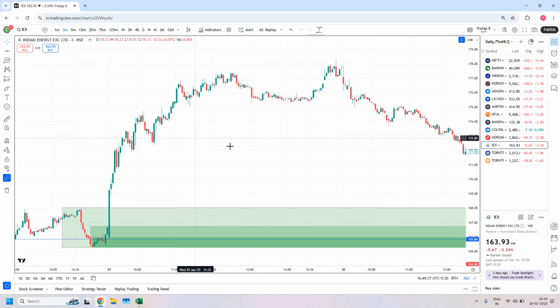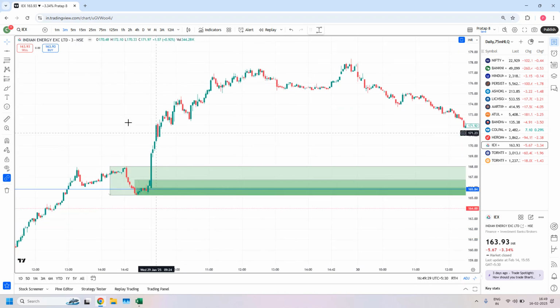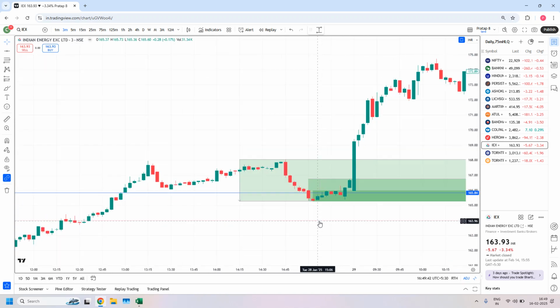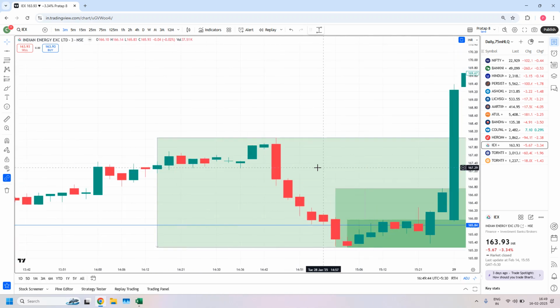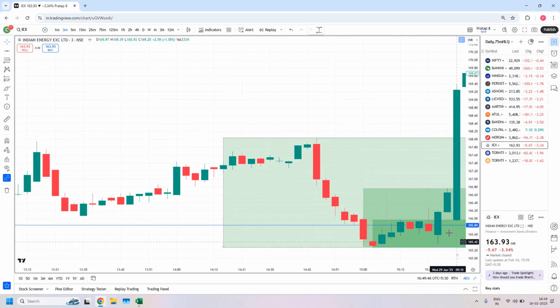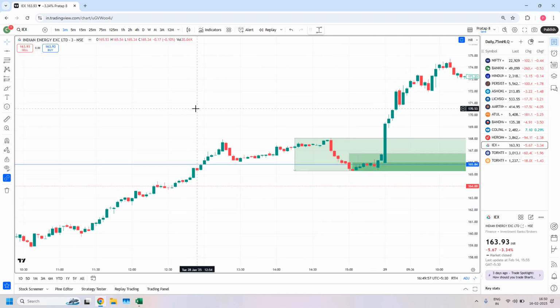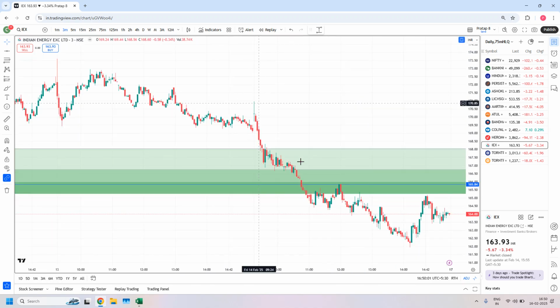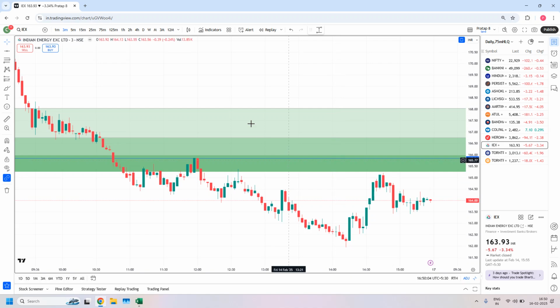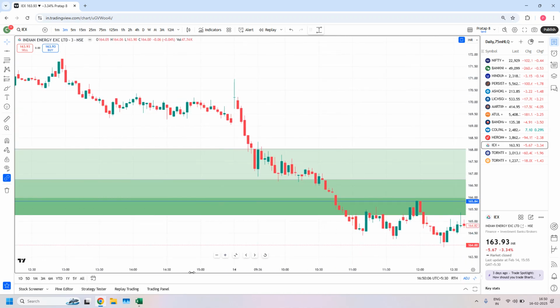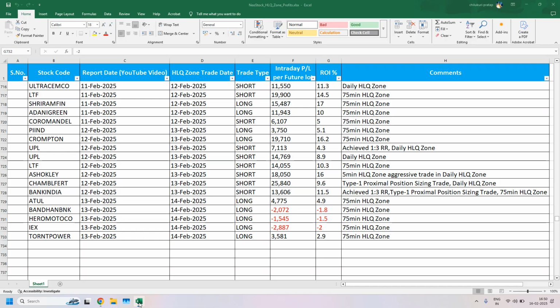Maybe I did a wrong analysis. It doesn't mean it is a problem with the HLQ zones. It is a problem with my analysis. But the reality is this zone is not suggesting any trade here. There is no scope for a trade in this zone. According to our lesson 16 concepts, this zone has to be violated. That means we should not consider this HLQ zone performance at all.